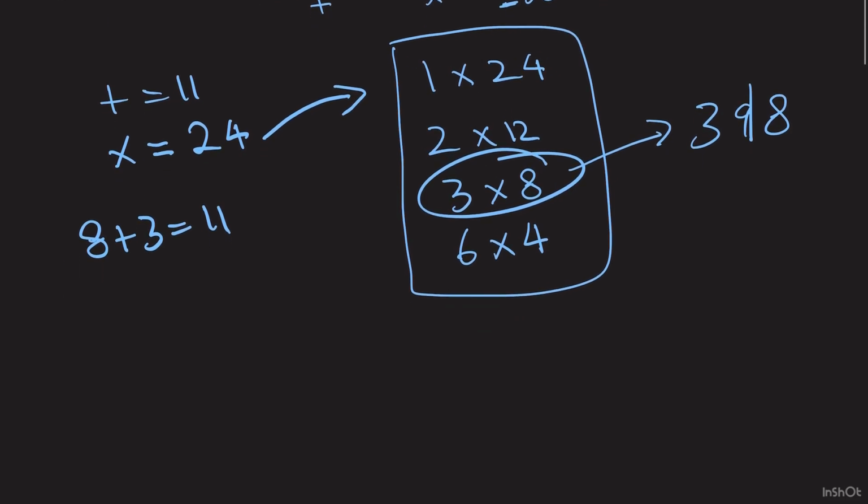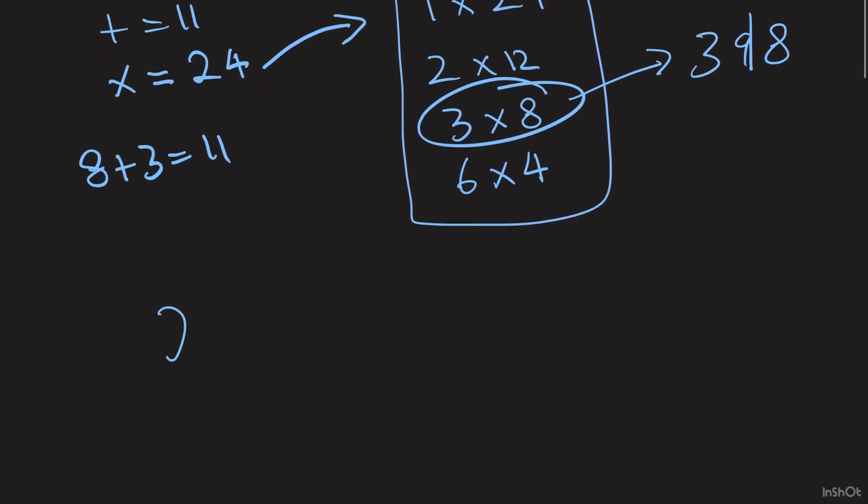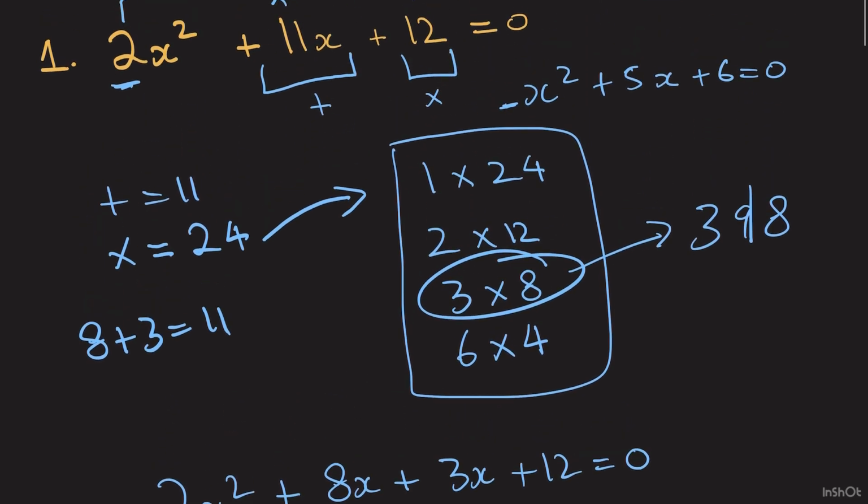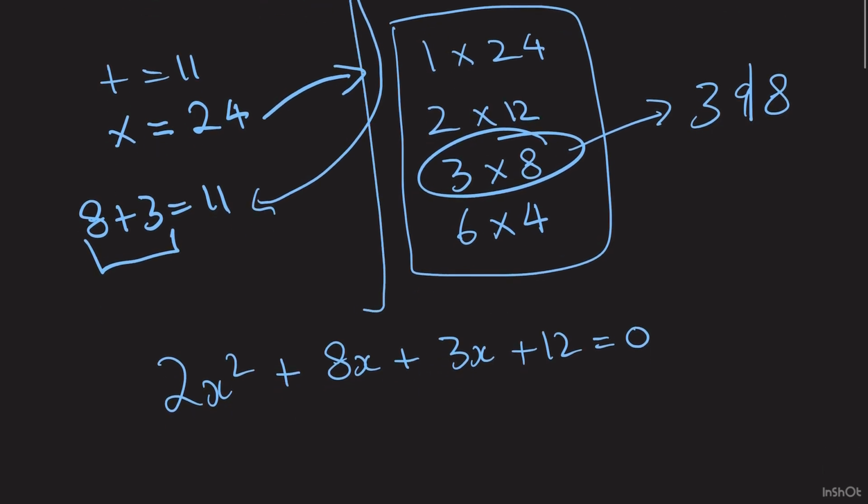Perfect. So now let's rewrite the equation again. We're going to write 2x squared plus 8x plus 3x plus 12 equals 0. So instead of writing 11x like we did up here, we're just going to write the numbers 3 and 8, because 3 and 8 will add up to 11. That's the only difference between this equation and the first equation.